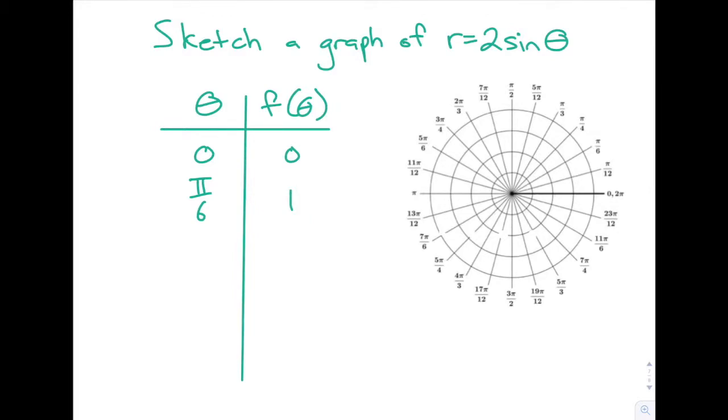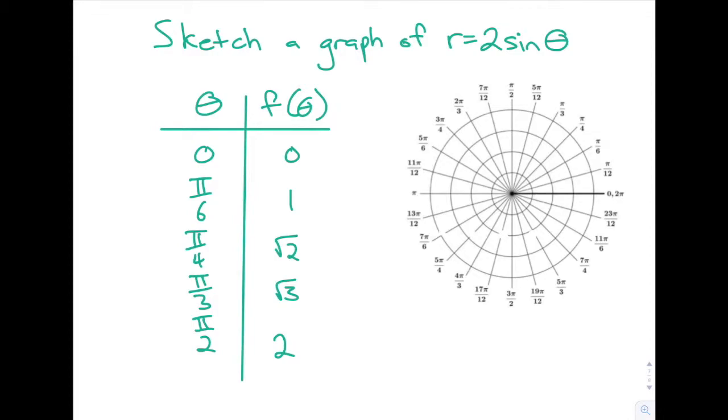How about pi over 4? Pi over 4, that's root 2 over 2. So 2 times root 2 over 2 would be root 2. Pi over 3. 2 times sine of pi over 3 is 2 times root 3 over 2. So we have root 3. Pi over 2. We have sine of pi over 2 is 1, so we get 2.